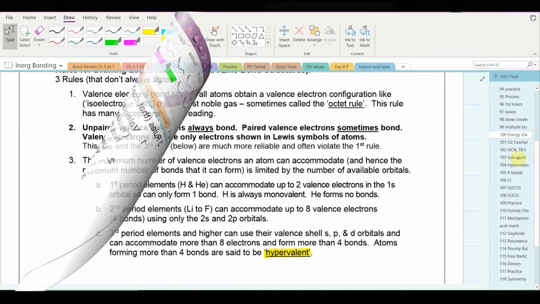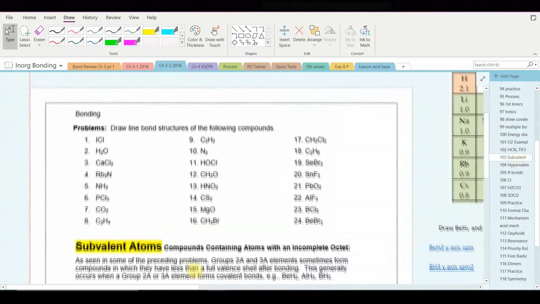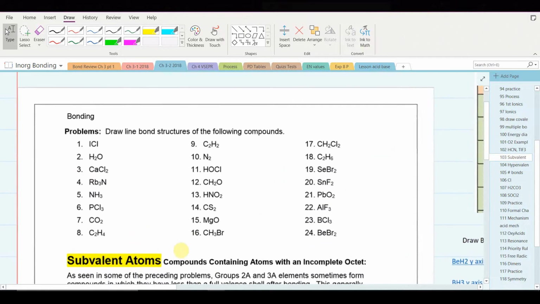Page 103, please. I have a number of formulas that I'm asking you to draw the line bond structures for, and I'm not going to take these up in the video because all the answers for these are drawn out at the end of this chapter, so I commit them to you as homework to do. Make sure that you do them, and just be careful to remember that not all of these are necessarily covalent. Some are ionic, some may be a mixture of covalent and ionic, so just keep that in mind.